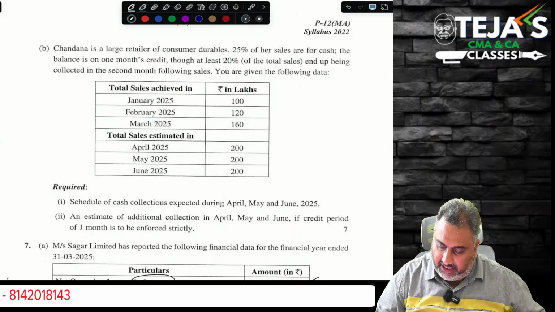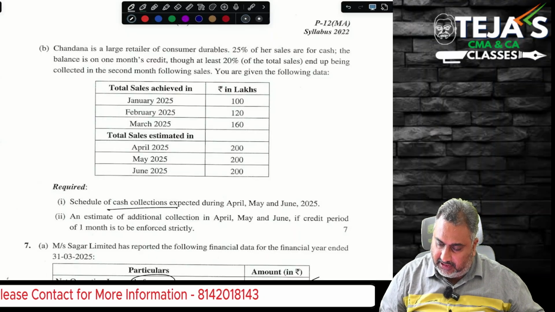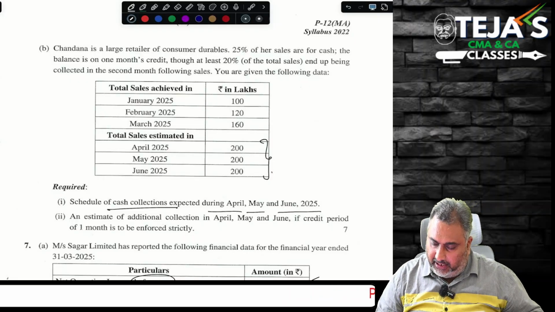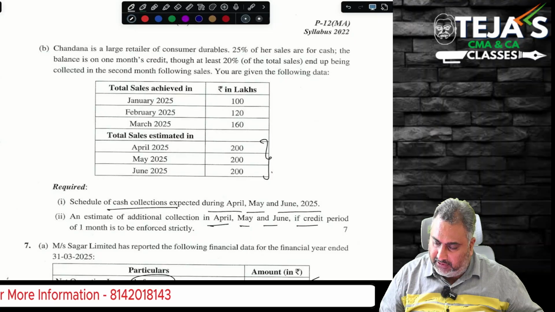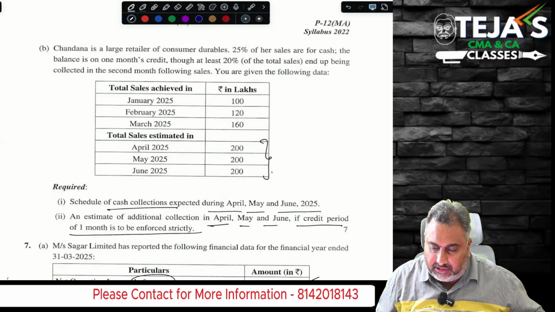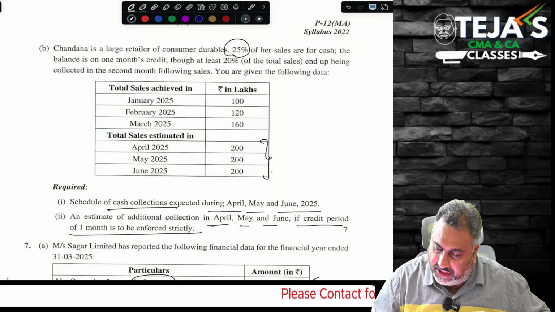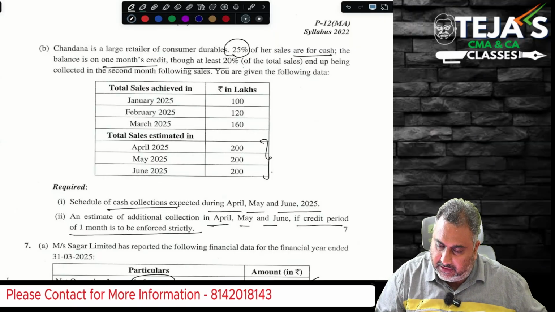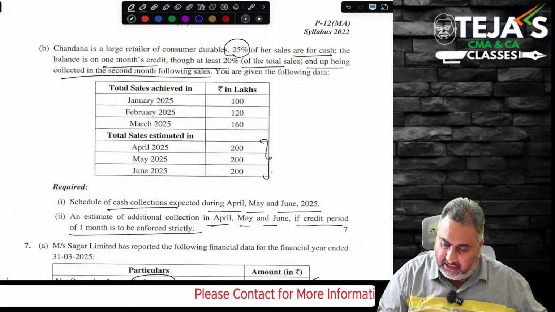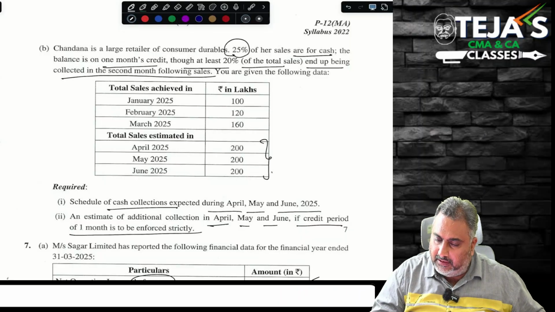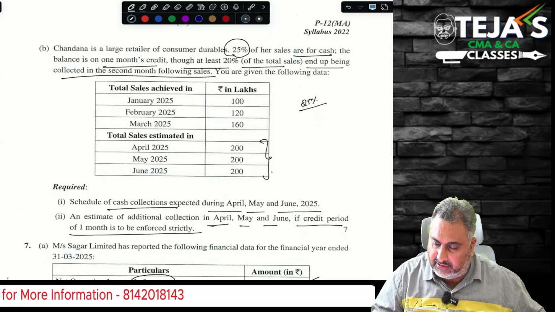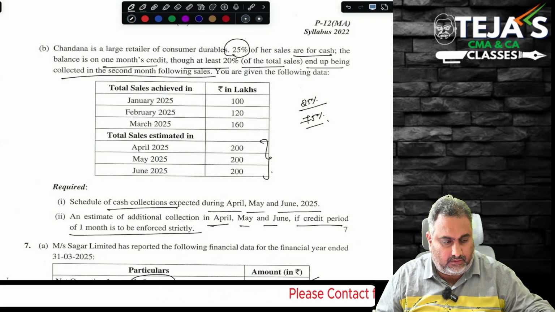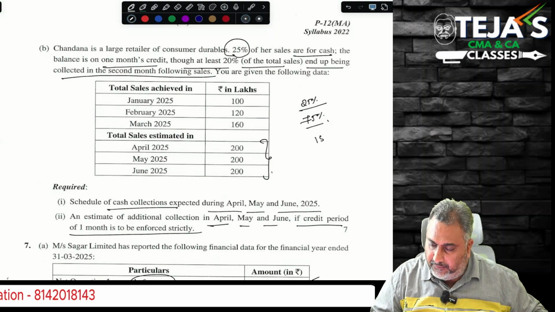And I told you this is my cash budget. So schedule of cash collections expected during April, May, June 2025 point of view, how much? This is what they are asking. And an estimation of additional collection in April, May and June if the credit period of 1 month is to be enforced strictly. Normally what they mentioned, 25% of sales are cash, the balance is 1 month credit. At least 20% of the total sales end up being collected in the second month in the following cases. So 25% is cash sales, means 75% will be credit. 75% into 20% means 15%.